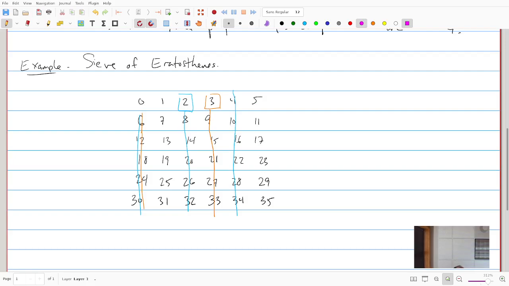5 is the next number, it's not crossed out, so it is prime. I'm going to cross out all the multiples of 5, so here's 10, 15, this line goes down like this. Also 35.